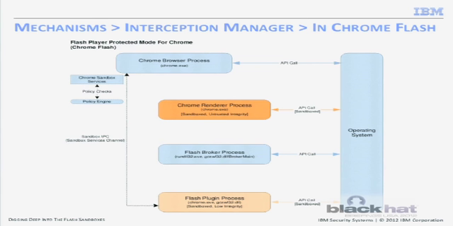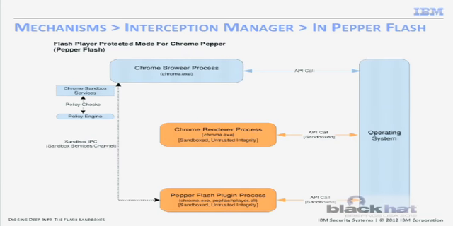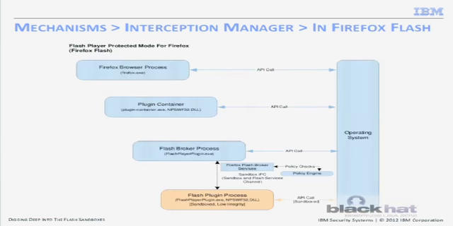To visualize, in Chrome Flash, APIs are intercepted in the Flash plugin process, and they are forwarded to the Chrome browser process, where they are evaluated by the policy engine. In Pepper Flash, it is the same. The APIs are intercepted in the Flash plugin process and are forwarded to the Chrome browser process and then evaluated by the policy engine. In Firefox Flash, it's a different picture. The Flash plugin process APIs are intercepted in the Flash plugin process and sent to the Flash broker process, where they are evaluated by the policy engine.